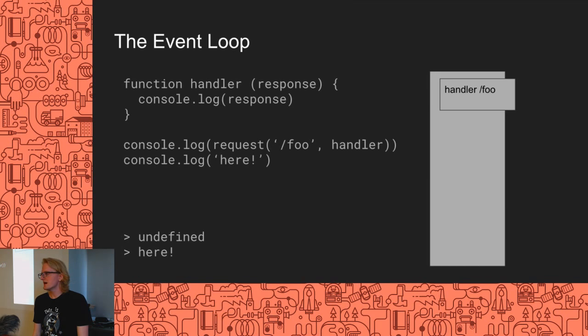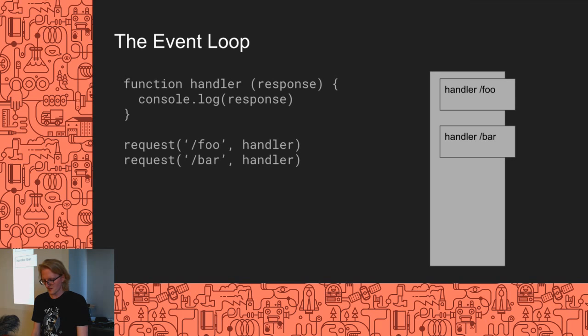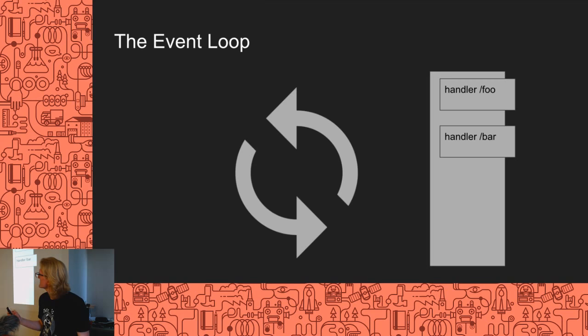In JavaScript, that doesn't block. So if you were to make two requests, one right after the other, it would send them both out. It wouldn't wait for the first one to return. It wouldn't block. They're both sent out into the world, waiting for them to come back. So now we get to the event loop.